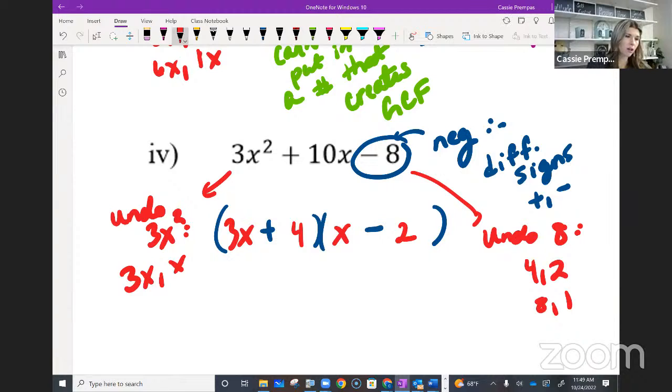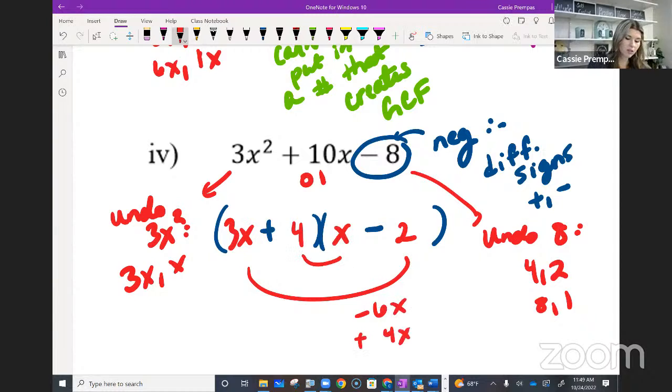How do we know if we did it right? Check the outside and the inside. So what is the outside? What is 3x times negative 2? 3 times negative 2, negative 6x. What's the inside? 4x. That'll come out to be negative 2x. Is that close to 10x? No, nowhere close. If it's nowhere close, what do you think you should do? Switch the numbers. So make this 2 and this one 4.